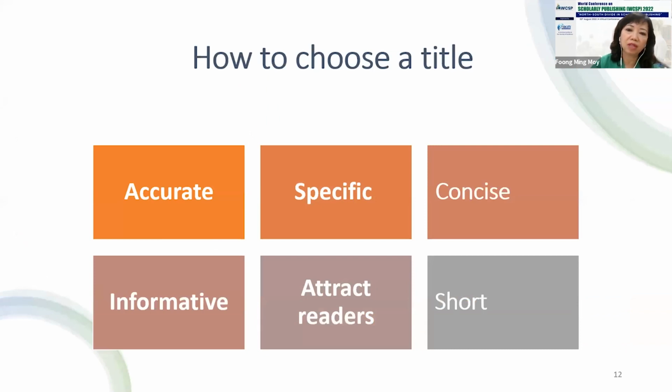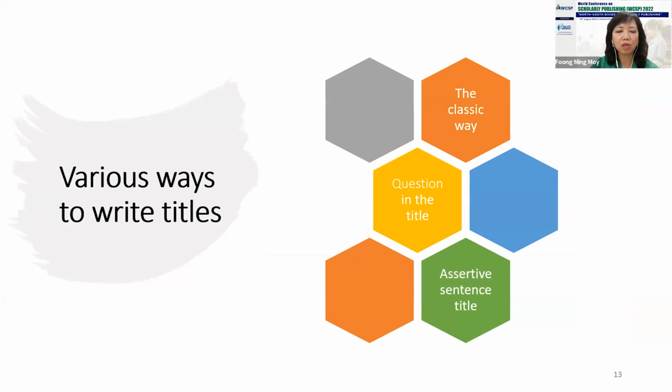So how to write or choose a title? It must be accurate, specific, concise, informative, attract readers, and short. It's very easy to say, but it may not be so easy to do, right? Okay, so there are various ways to write titles. We can do it the classical way, the conventional way, and we can also phrase the title in a question format, or we can give the answer in the title. That means it is an assertive sentence title. The results or the hypothesis is answered in the title.